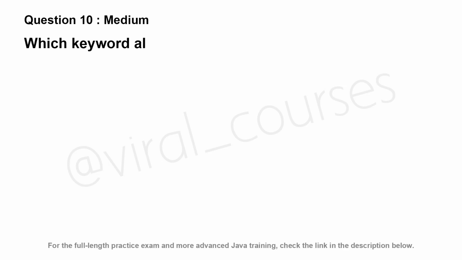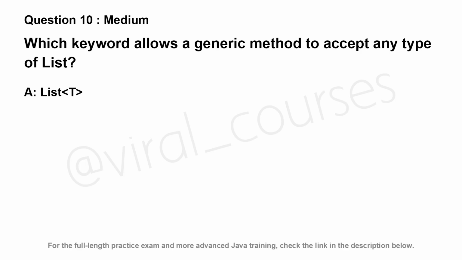Which keyword allows a generic method to accept any type of list? Option A, List<T>. Option B, List<Any>. Option C, List<?>. Option D, List<Object>.